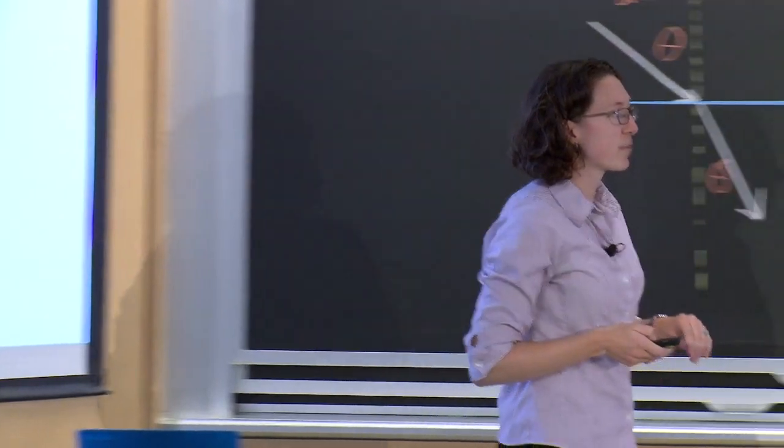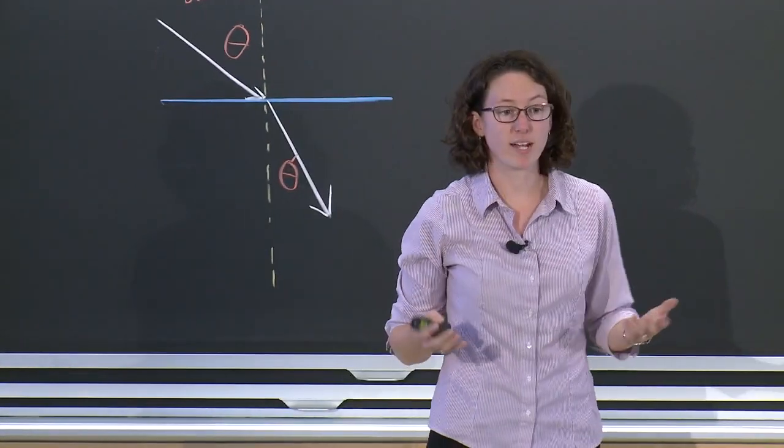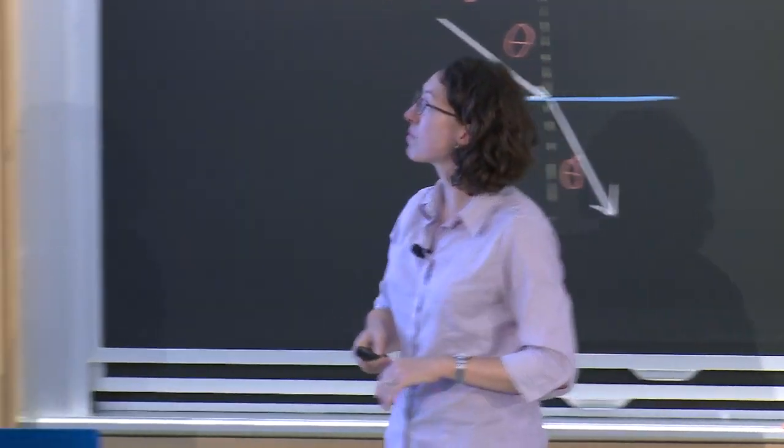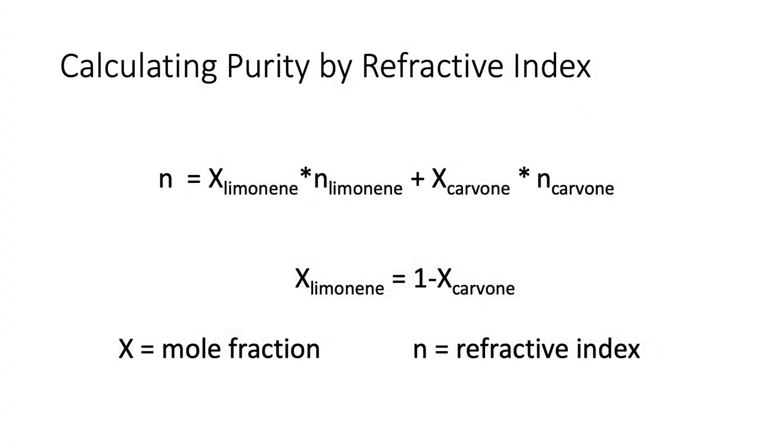So it's a pretty easy measurement to take, but it will help you to identify the purity of your compounds, because we can think of the refractive index as a linear quantity made up of the refractive indices of the two substances that we have in our mixture multiplied by their mole fraction. So the refractive index of a mixture is the sum of the refractive index of pure limonene times the mole fraction of your limonene, plus the refractive index of your carvone times the mole fraction of your carvone.